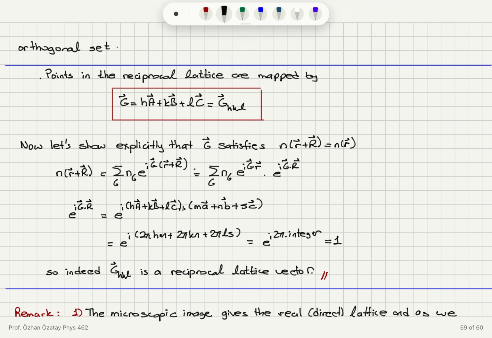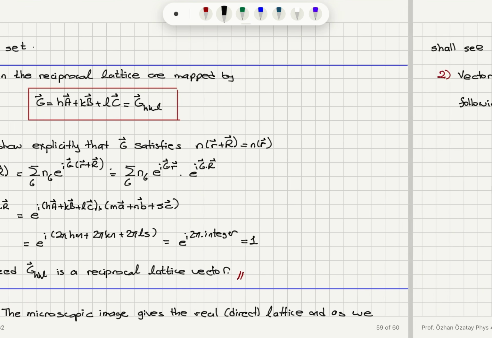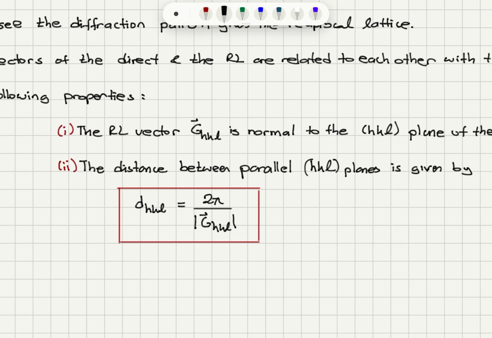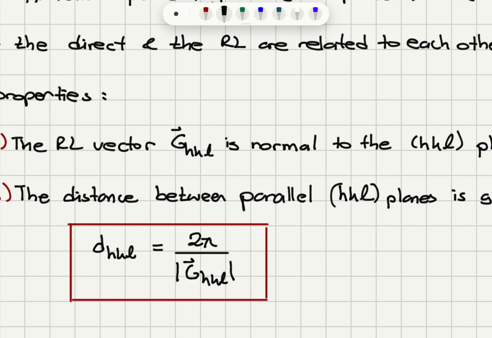So there's a final remark here. The microscopic image, if you look at the lattice under the microscope, you get the real direct lattice imaged. But as we shall see, when we use diffraction pattern, when we look at the wave diffraction, the k-space is what we are going to image. So that's the reciprocal lattice. And the vectors of direct and reciprocal lattice are related to each other with the following properties.